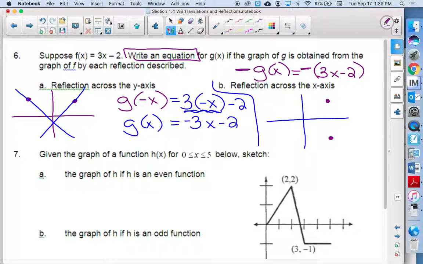Again, you'll be asked to simplify that. So if I were to graph it, I would really be graphing negative 3x plus 2. So write an equation for g of x. My g of x function is now negative 3x plus 2.